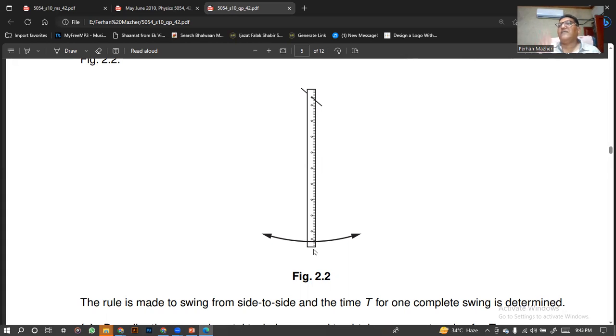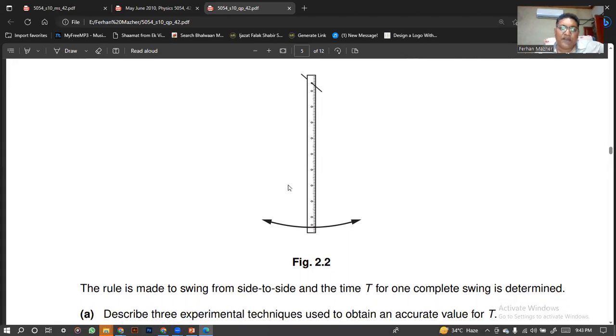And note down the time for 20 swings, or you can do 10 swings or 15 swings. For example, 20 swings. Then divide that time by 20, and you will get the time for one swing. Do it 2 times, 3 times, and then take the average for the time period.